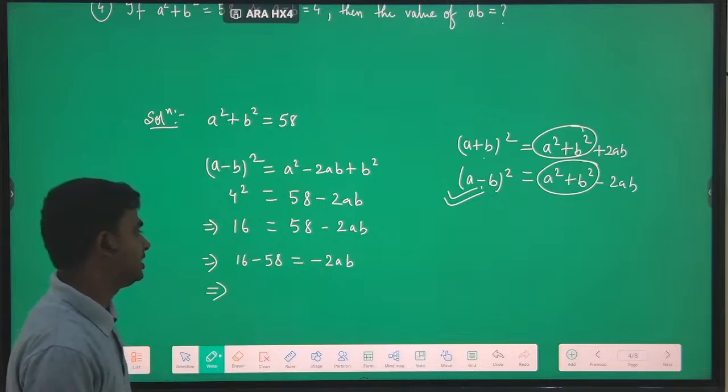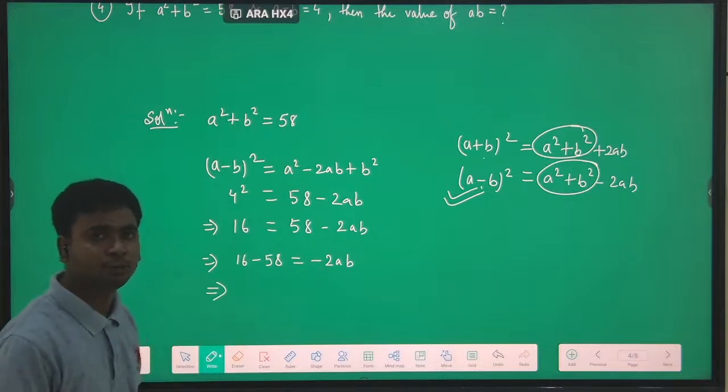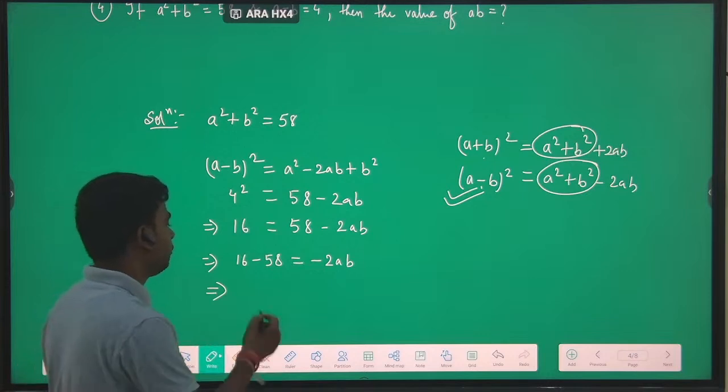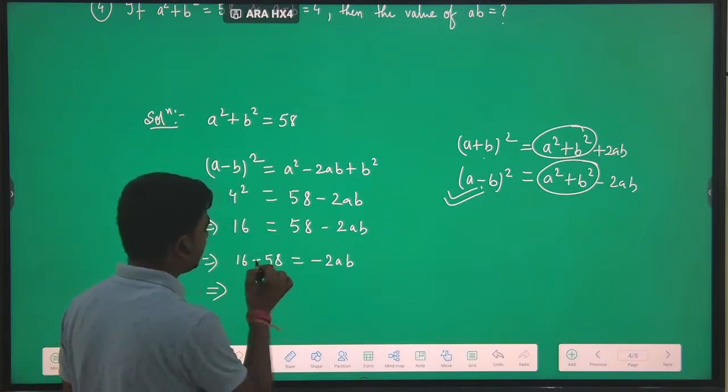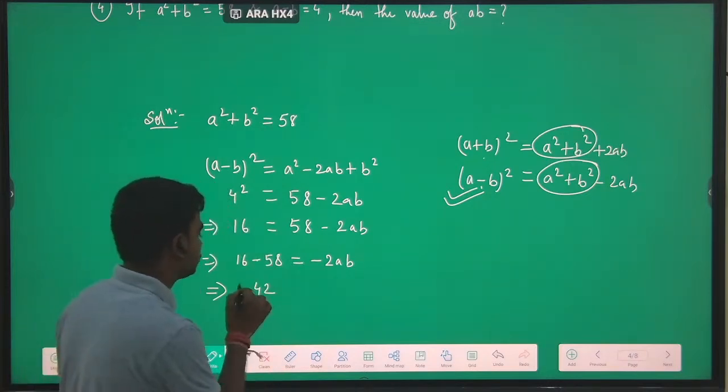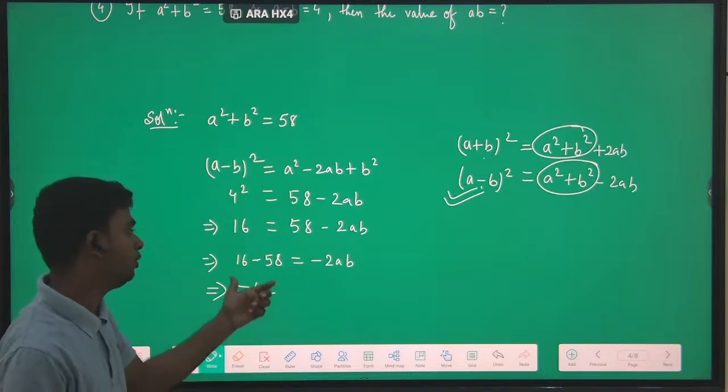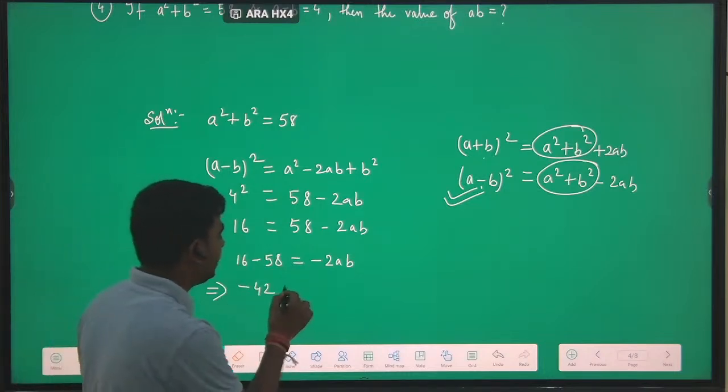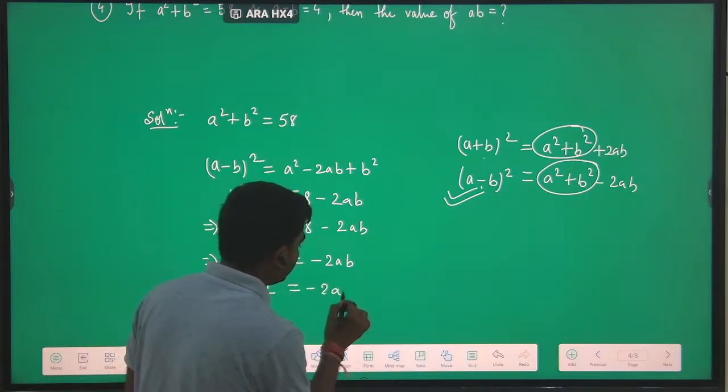So 58 minus 16 is what? 58 minus 6 is 52. 52 minus 10 is 42. Plus minus minus, and the sign of the greater one is minus. So we will get minus 42 as the value of 16 minus 58. It will be equal to minus 2ab.